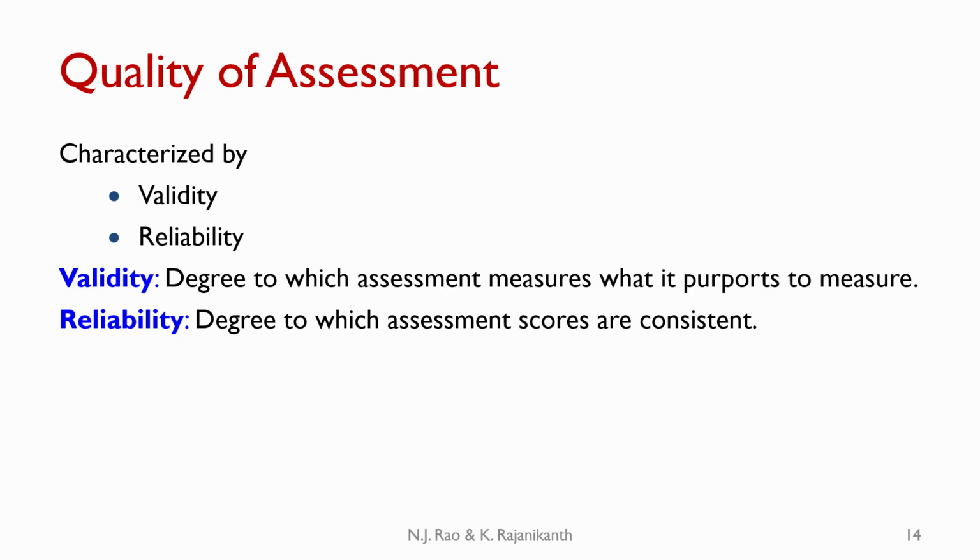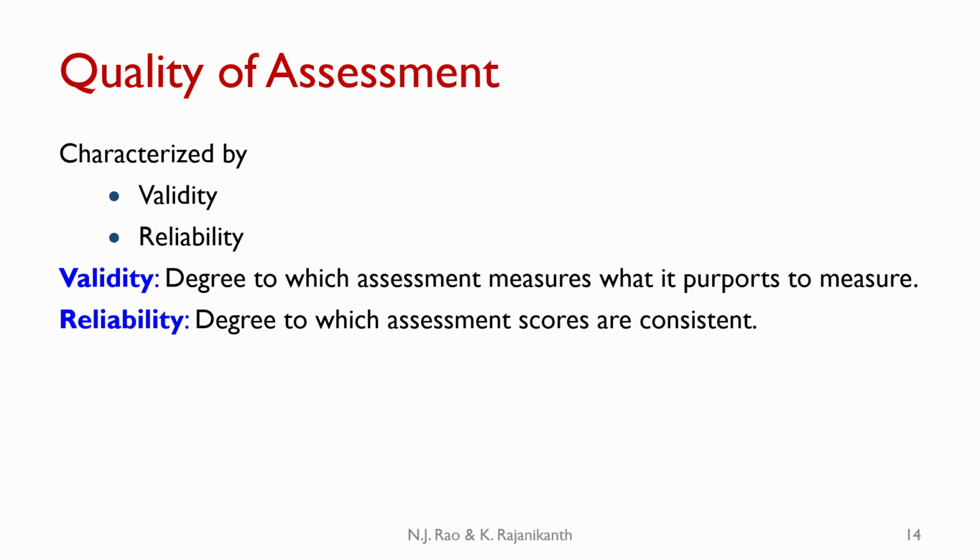For example, let us say my outcome is that the student has to demonstrate that he can solve problems of a certain type. But the actual assessment item consists of asking him to explain something. In that case, we say that particular assessment item is not valid, or its validity is limited. So, validity means the degree to which assessment measures what it purports to measure, whereas reliability is the degree to which assessment scores are consistent.